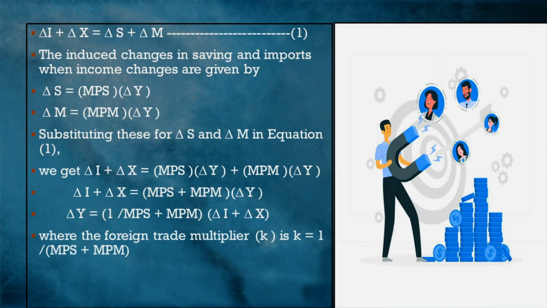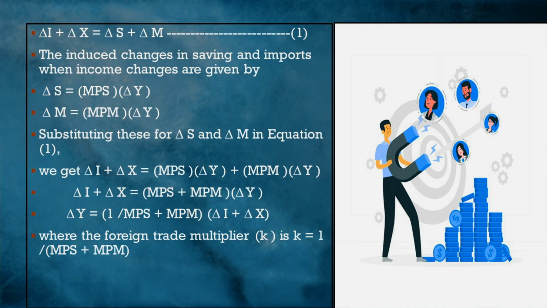Multiplier is nothing but how much the total income finally changes due to a change in the autonomous component. Our interest is to figure out the total change in income, and that's why we are taking it to the left-hand side and all the other expressions to the right-hand side. So del Y is equal to 1 by (MPS plus MPM) into (del I plus del X).